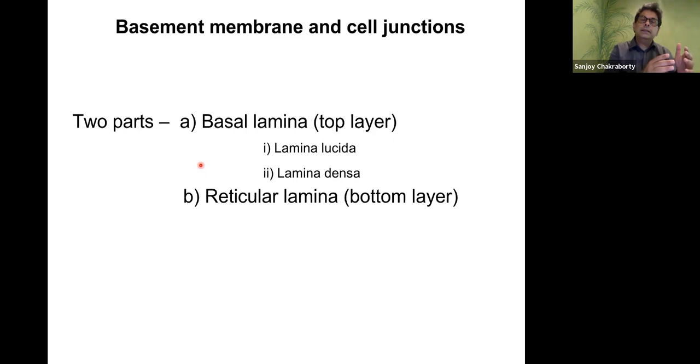The basal lamina can also be divided into two halves. Lamina lucida means a more clear layer; lucida means clear. And lamina densa is the dense layer. The materials are a lot more dense.